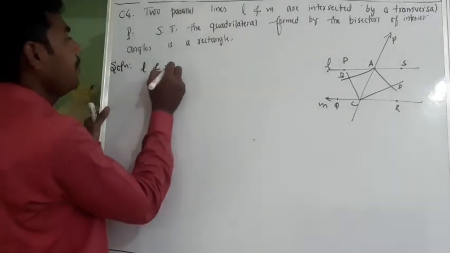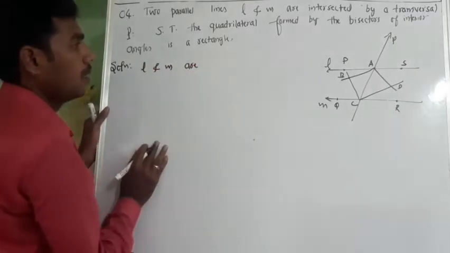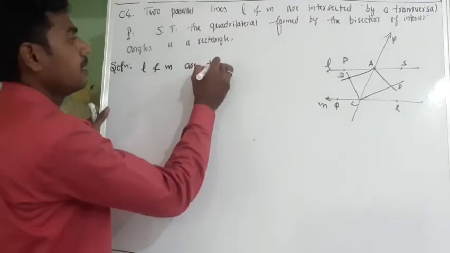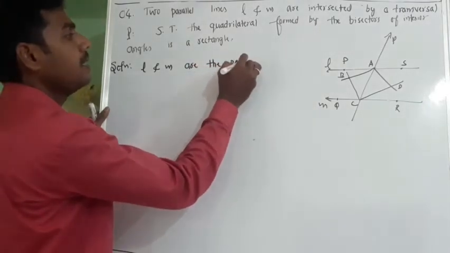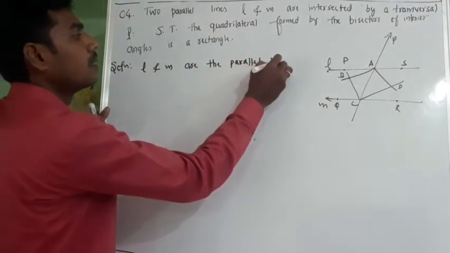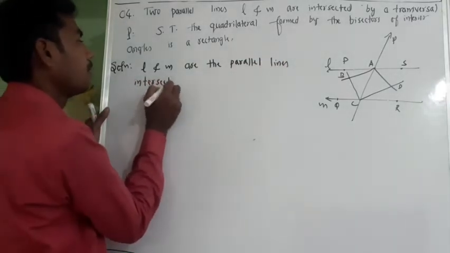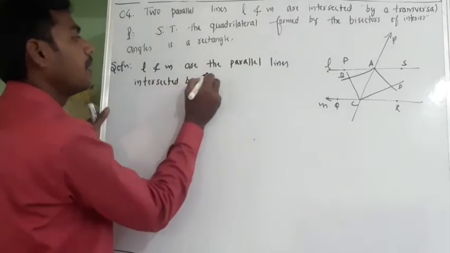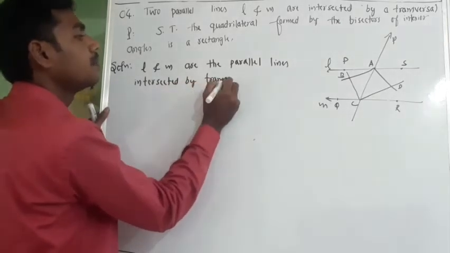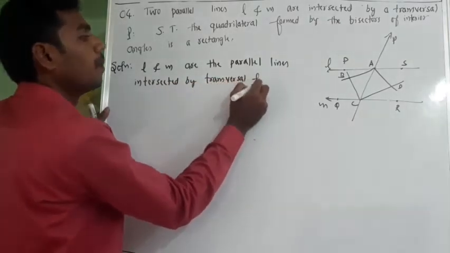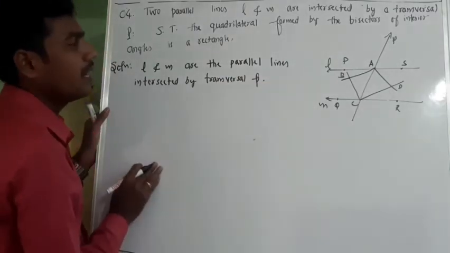L and M are the parallel lines intersected by transversal P.